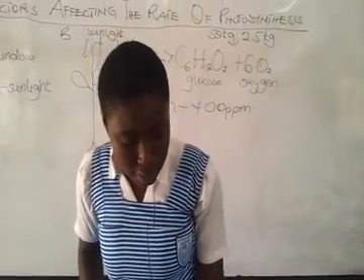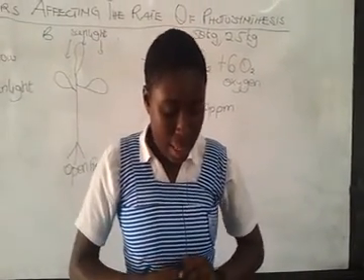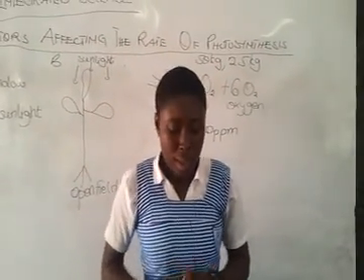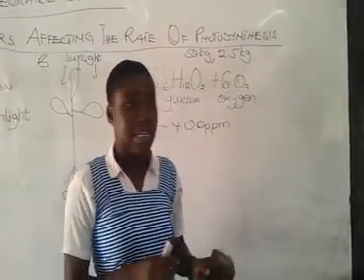So another question which says, the higher the temperature, the higher the rate of photosynthesis. Is this statement always true? Explain. Now I'll use a diagram to explain this.